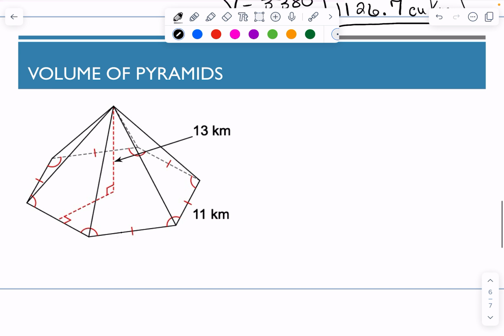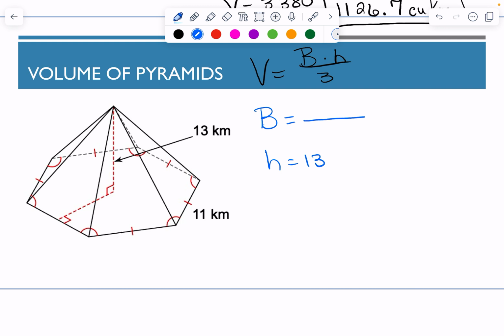Volume of a pyramid. So again, remember our volume formula: area of the base times the height divided by 3. So I need to know those things. I'm going to start with the area of my base and my height. Well, in this drawing, I know my height is 13. So right away, I know that. To find my area of the base, I have a regular hexagon. So I know I'm going to divide by 2. Then I need my apothem, the number of sides, and the side length. Well, I know the side length is 11. We already said it's a hexagon, so there are 6 sides.